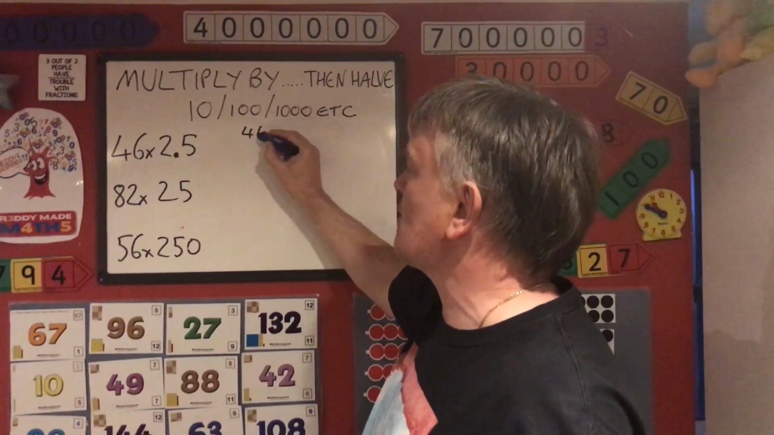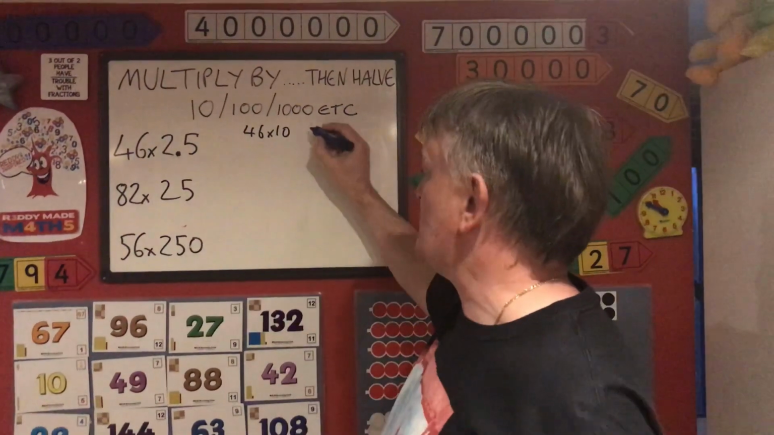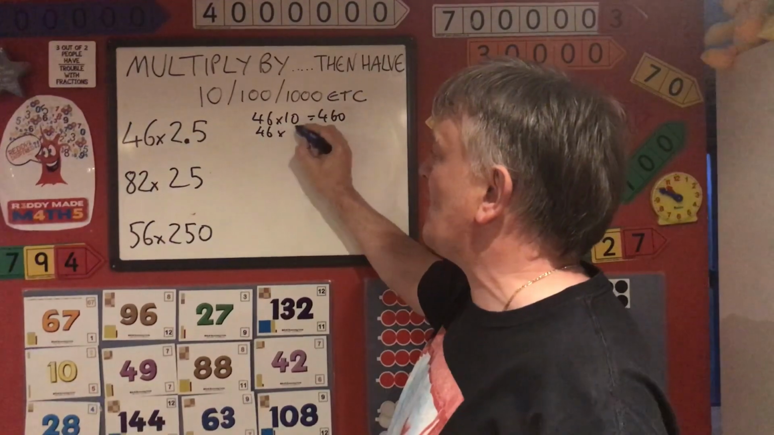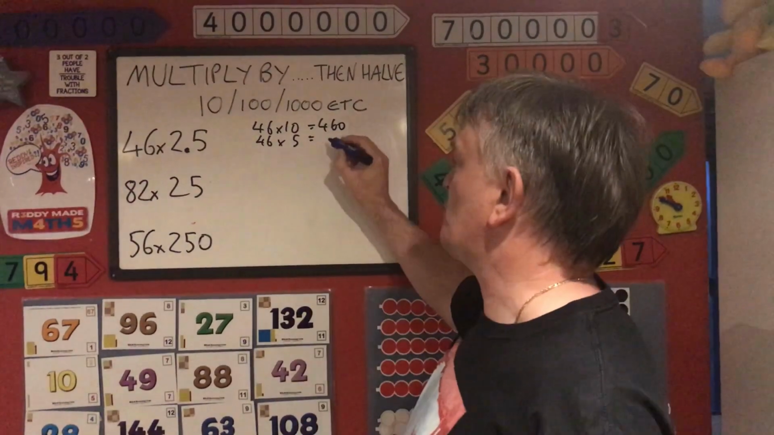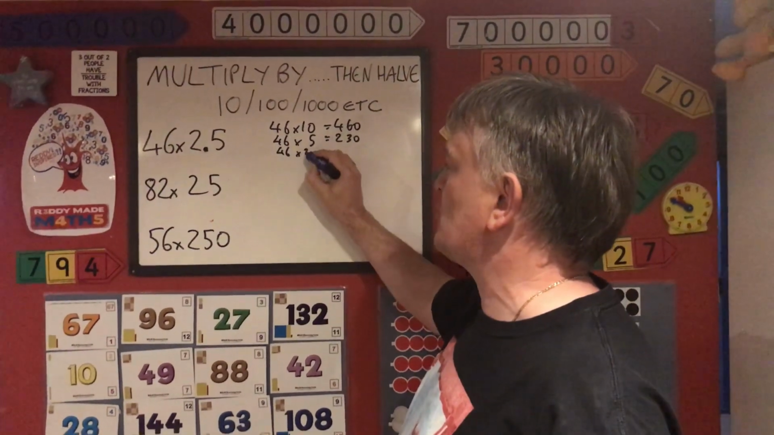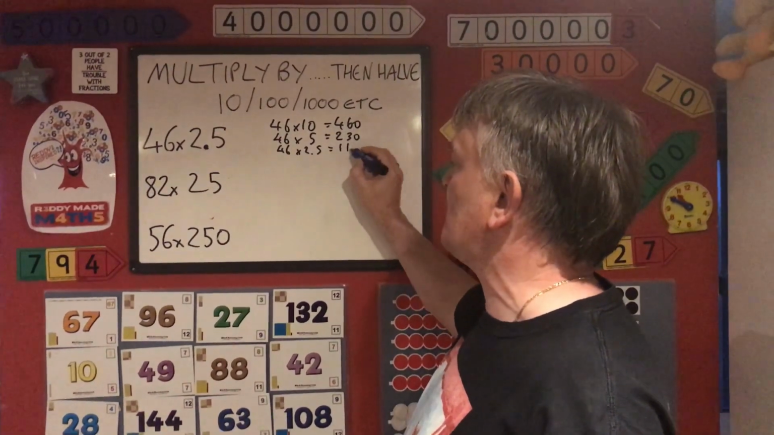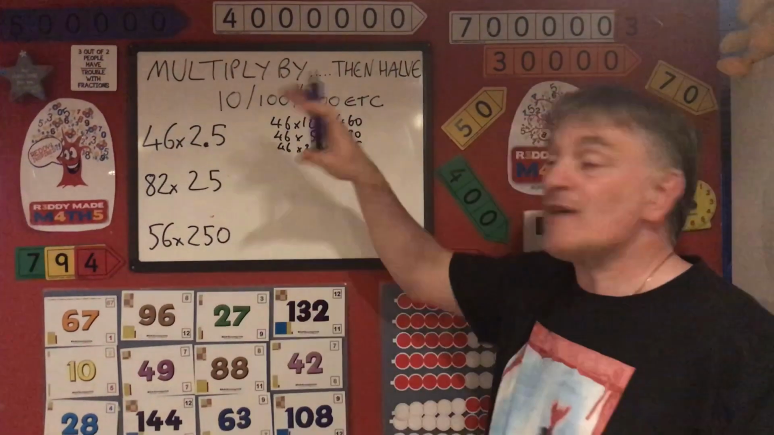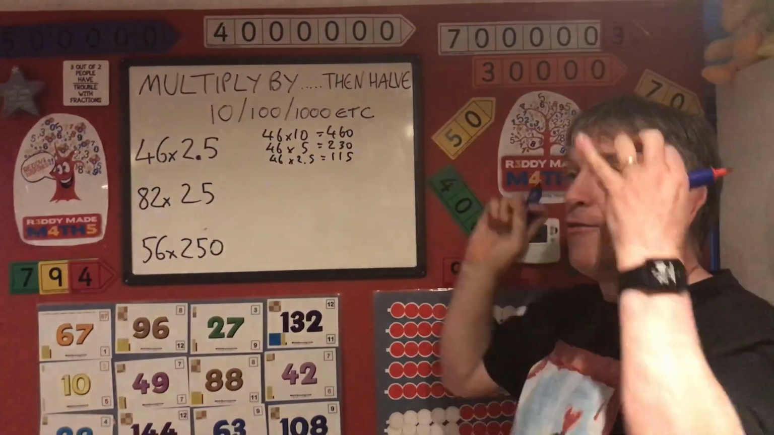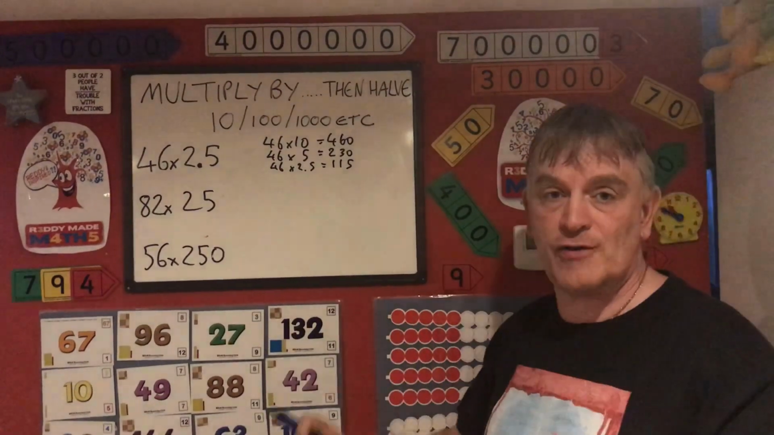So 46 multiplied by 10. Very, very simple, 460. 46, therefore, multiplied by 5, as we know, we've just proved it, is half of that, 230. So 46 times 2.5 must be 115. We've cut out the need for any decimals over here. We've just got rid of the decimal completely. We've just made it 460, 230, 115.